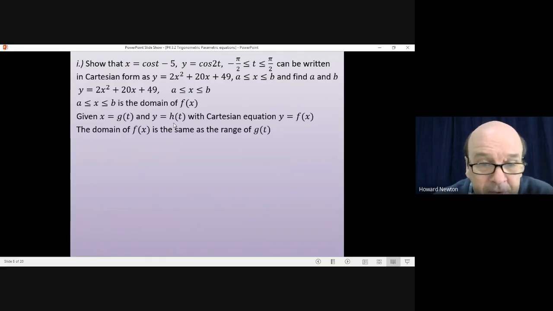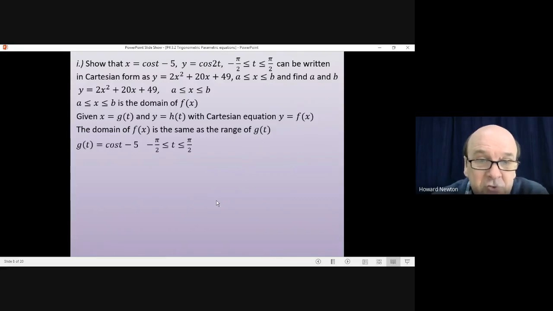Going back to the parametric form, if x is some function of t, g of t, and y is a function of t, h of t, where the Cartesian equation is y equals f of x, then the domain of f of x, which is what we want to find, will be the same as the range of g of t. Now what's g of t? That's the parametric equation for x. So g of t is cos t minus 5, where we're told in the question, t has to be between minus pi by 2 and plus pi by 2.